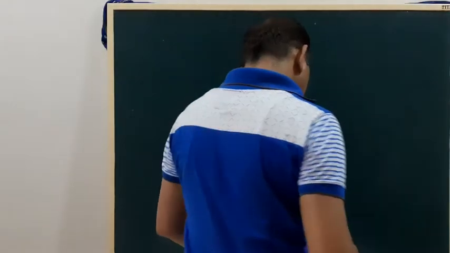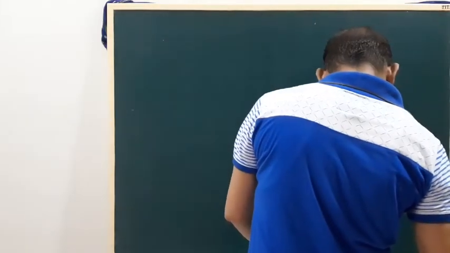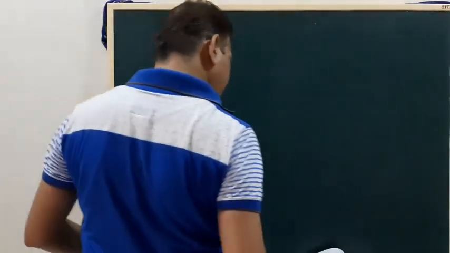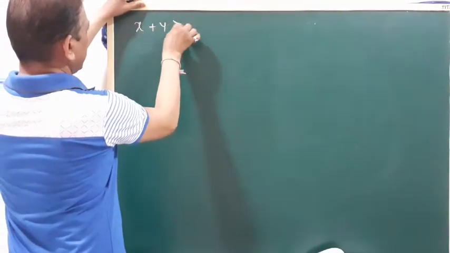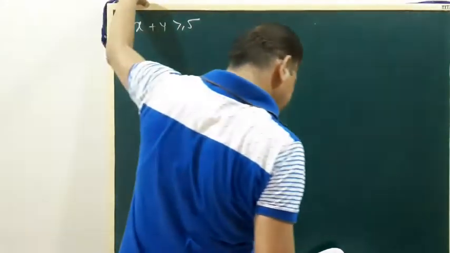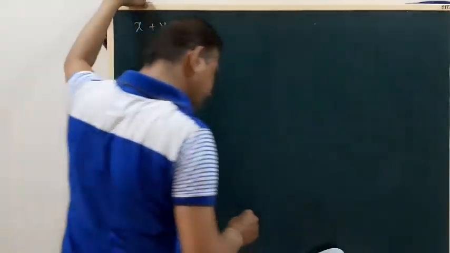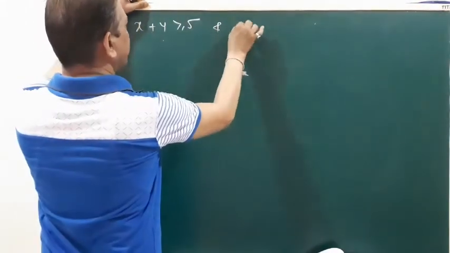First we explain the example. Look below exercise 6.2. Example number 12: x plus y greater than or equal to 5. And the second equation: x minus y less than or equal to 3.